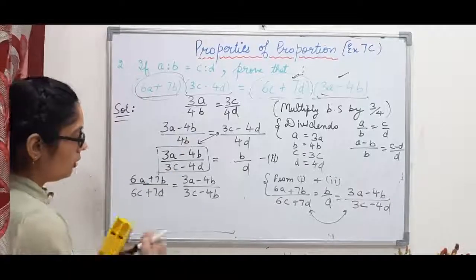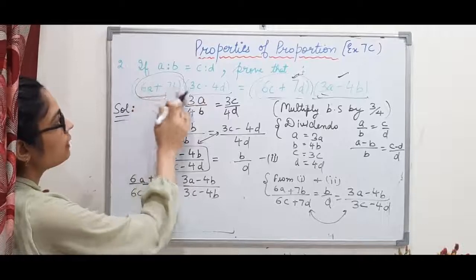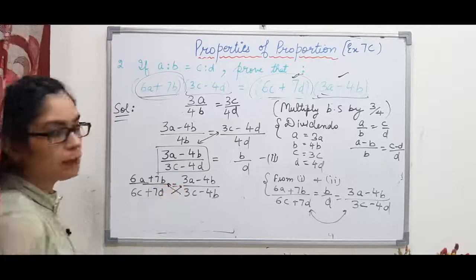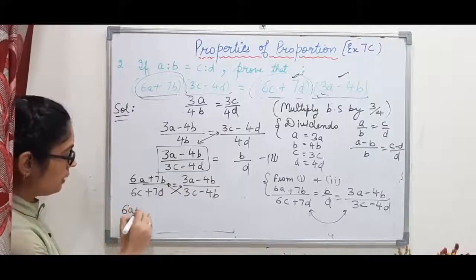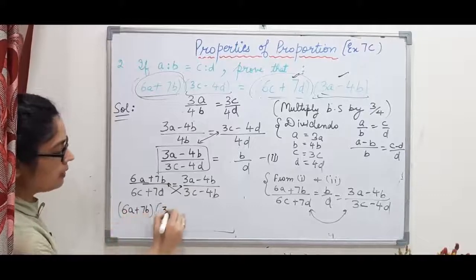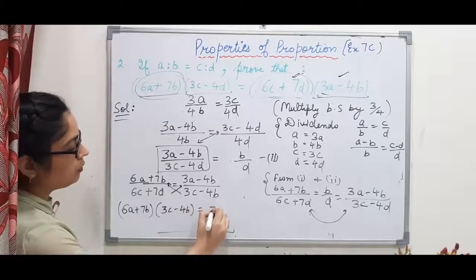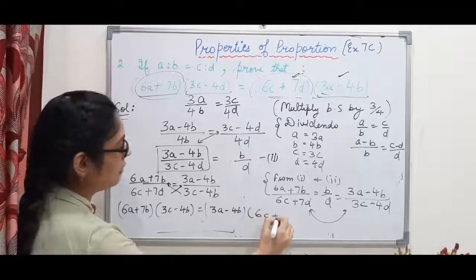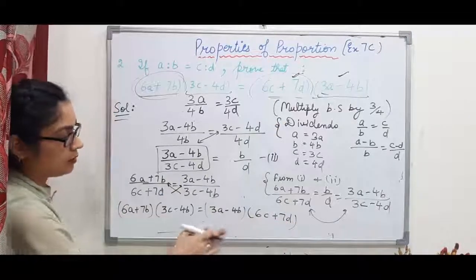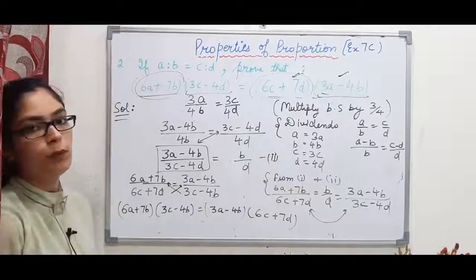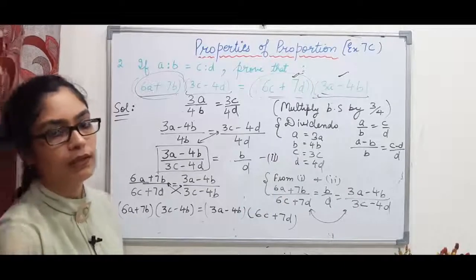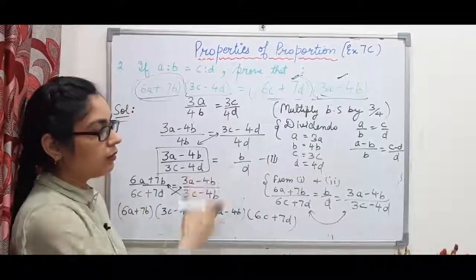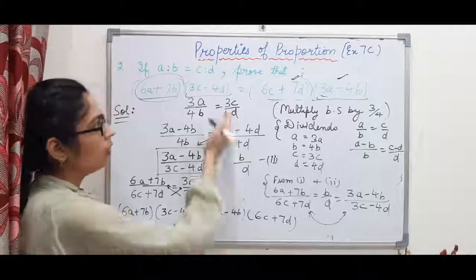Last step now, only one cross multiplication is required, because with 6a plus 7b we require 3c minus 4d. So we will do cross multiplication here. So 6a plus 7b into 3c minus 4d is equal to 3a minus 4b into 6c plus 7d. So you can see this is what we had to prove. So two properties we applied, not together but differently. First we applied componendo, then we applied dividendo, then we equated the result which we got, and we got the required thing.